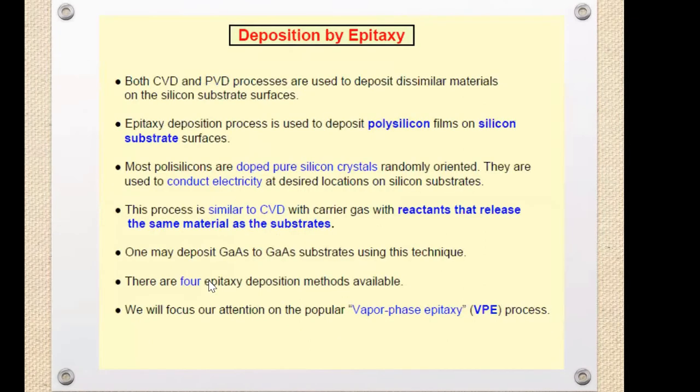The next method of deposition is deposition by epitaxy. Epitaxy is the extension of a single crystal substrate by growing a film of the same single crystal layer. For example, to deposit a silicon film over the desired part of a silicon substrate means we are creating films of the same material over the same material, in order to build the thickness of the microstructure.